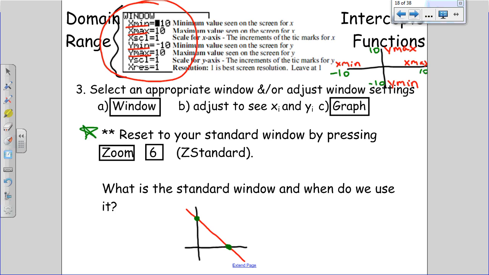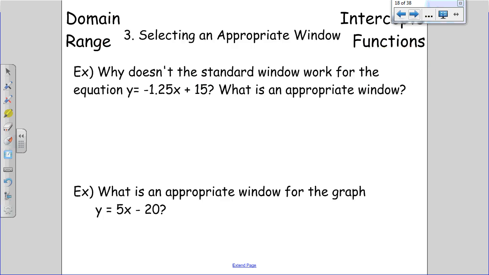All right. A couple questions that we're just going to fill in together. Why didn't the standard window work for that graph? Why did we have to change it? Okay. You couldn't see the X or Y.